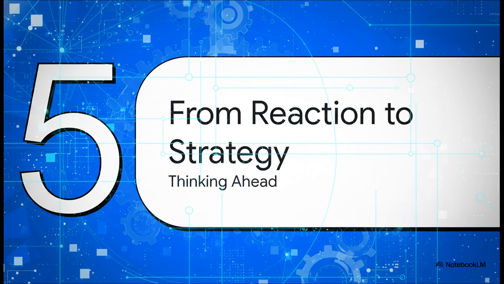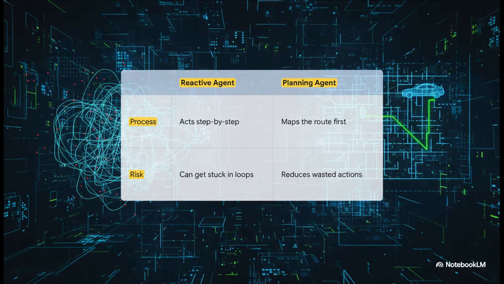We're going to move from just reacting to things to having a real strategy. It's time to teach the agent to think ahead. So, everything we've built so far is what you'd call a reactive agent. It acts step by step, just figuring it out as it goes, which is fine, but it can get stuck or take a wrong turn.